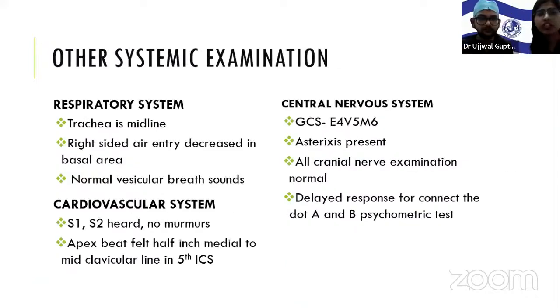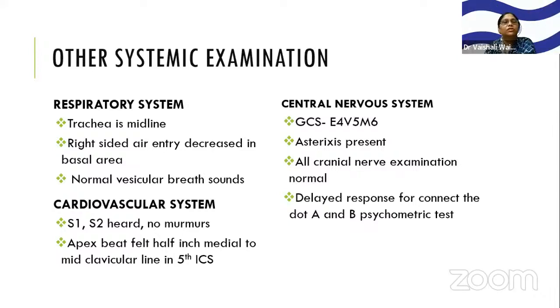On other systemic examination, on respiratory system examination, trachea is in the midline with right-sided air entry decreased in the basal area and with normal vesicular breath sound bilaterally. On cardiovascular examination, S1 S2 heard with no murmur and apex beat felt half-inch medial to the mid-clavicular line in the fifth intercostal space. On central nervous system examination, GCS is 15 out of 15 and asterixis is present with all cranial nerve examination normal, and there is a delayed response to connect the dot A and B psychometric test.